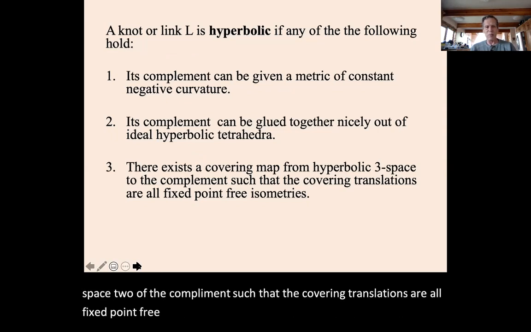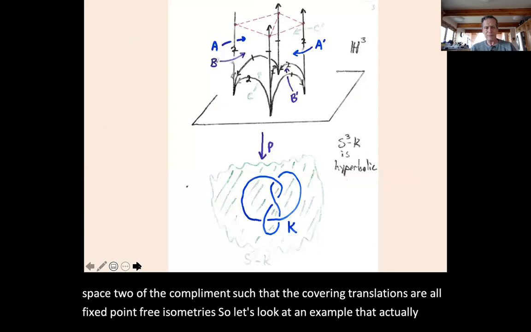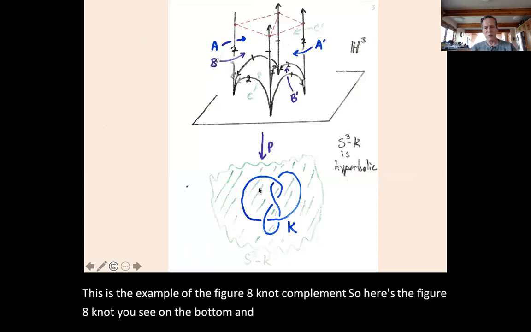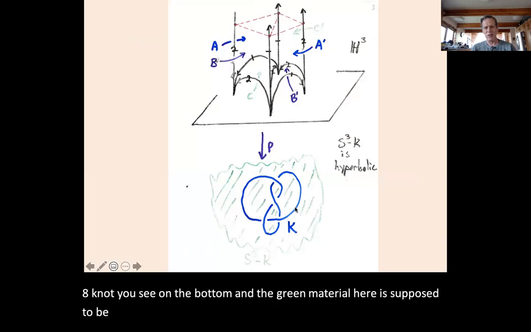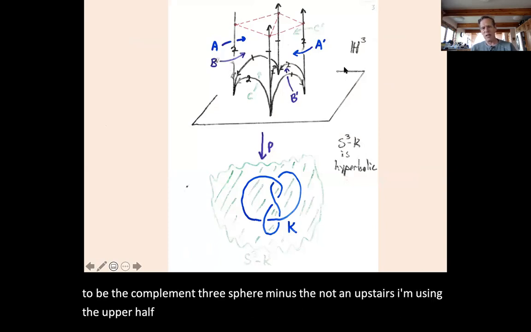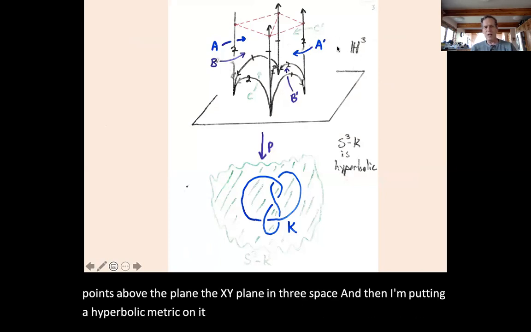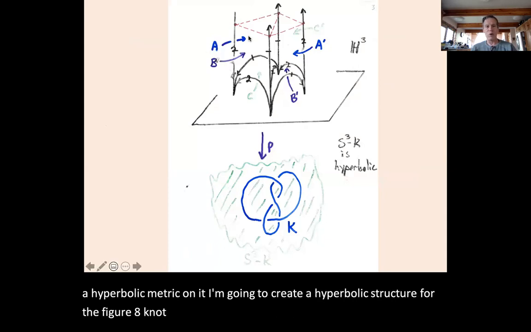So let's look at an example that actually ties these three together. This is the example of the figure 8 knot complement. So here's the figure 8 knot you see on the bottom, and the green material here is supposed to be the complement, 3 sphere minus the knot. And upstairs, I'm using the upper half space model of hyperbolic space. So that is the set of all points above the plane, the XY plane in 3 space, and then I'm putting a hyperbolic metric on it, and I'm going to create a hyperbolic structure for the figure 8 knot complement by taking 2 ideal tetrahedra.